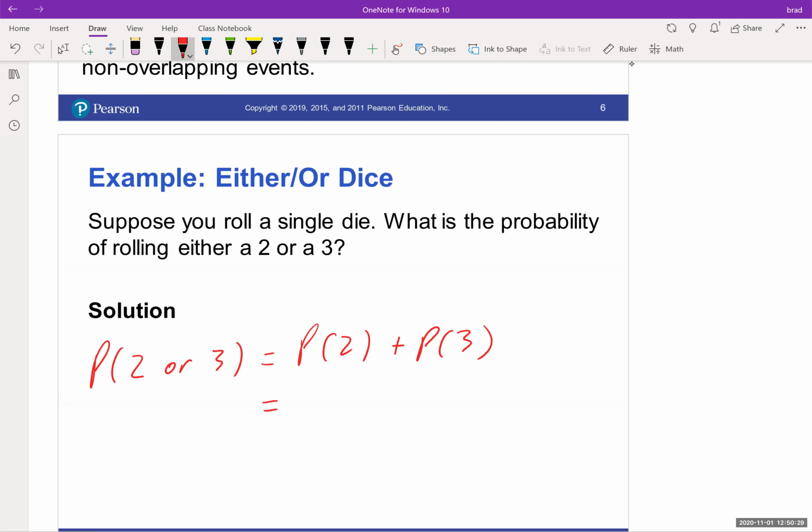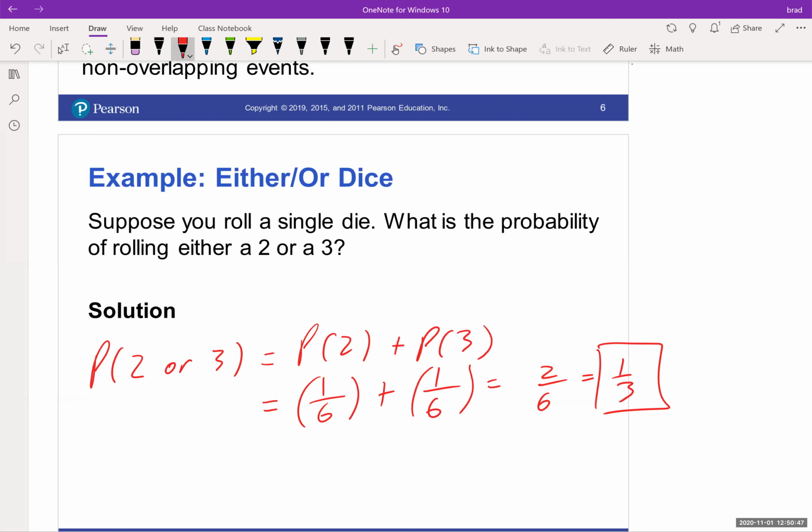Well, we know that how many 2s are on a die? 1, so 1 out of 6. Plus how many 3s? 1 out of 6. So this becomes 2 out of 6, which is 1/3. So the probability of this event occurring, of rolling a 2 or a 3, is 1 out of 3. Okay, so not too bad, right?